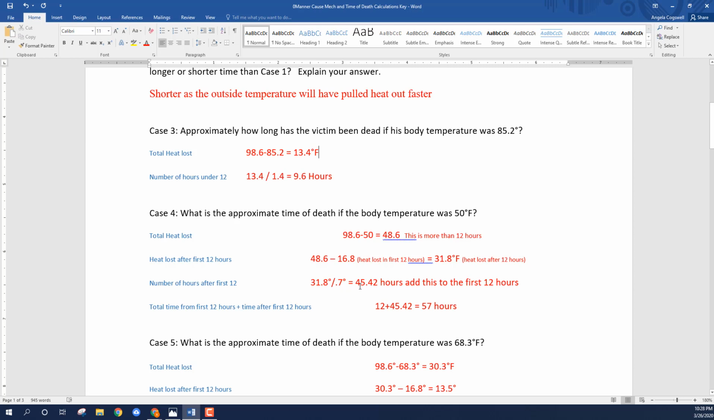And that gives us another 45 hours. So we know the person lost 16.8 degrees in the first 12 hours. They lost 31.8 degrees in the remaining time, which we calculated to be 45 hours. You add up these two, and it gives you 57 hours.